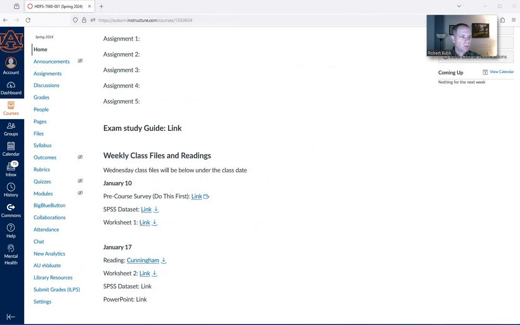Okay, so that's worksheet number 1. Please have that done by next Wednesday. Again, if you need to do it after class on Wednesday, that's perfectly fine. The other thing that is due for next Wednesday is a reading. It's not a particularly long reading, but the Cunningham article.